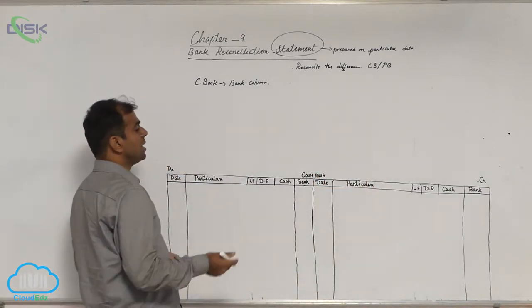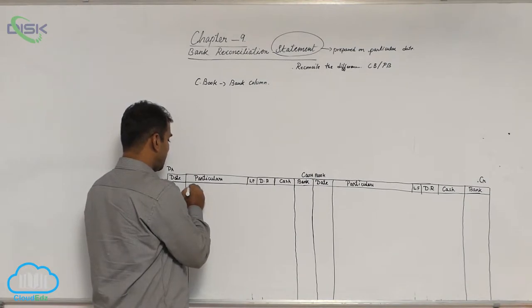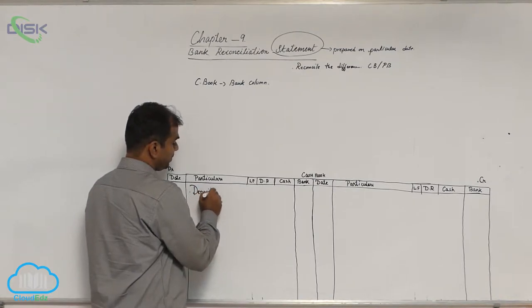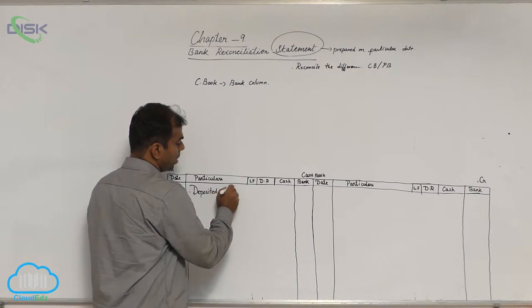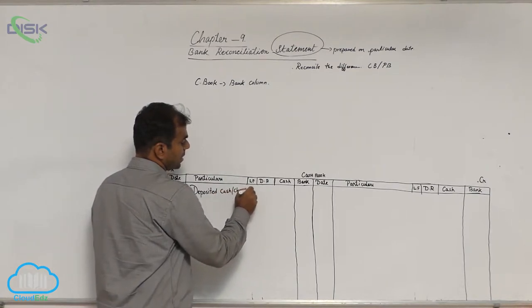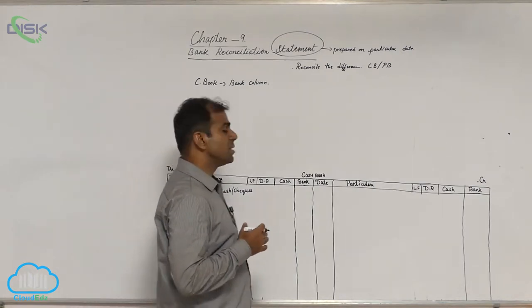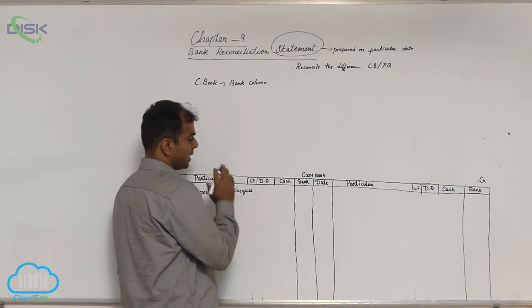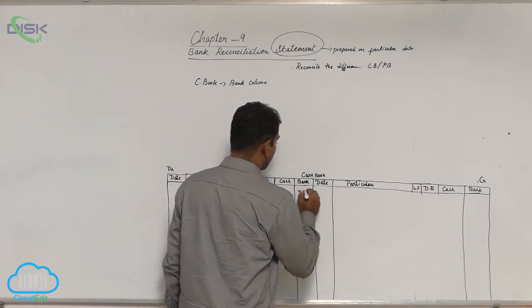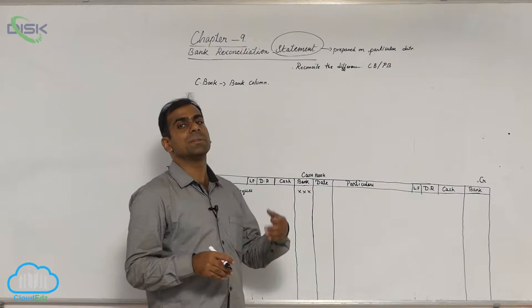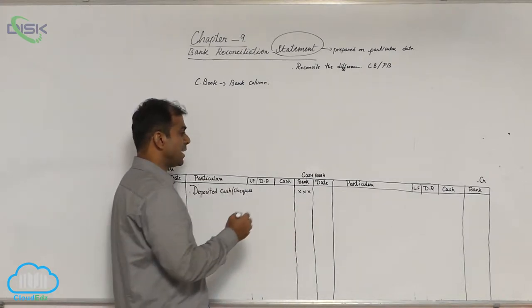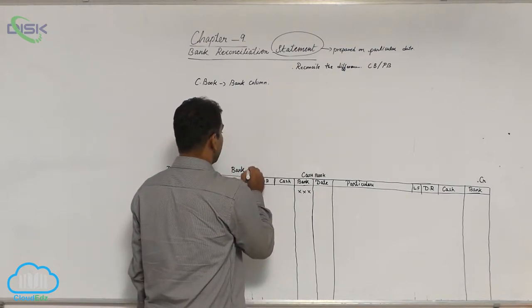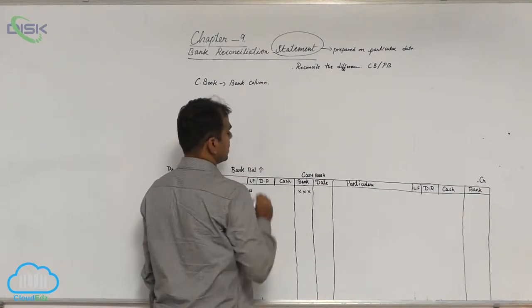For example, let us say you deposited money in the bank. I'll write few transactions directly. Suppose you deposited cash or checks in the bank. So this was one of the transactions you recorded in the bank, that is deposited cash checks. So you entered the amount in your bank column. That means according to you, when you deposit money, your bank balance will increase. Your bank balance will increase when you record anything on the debit side of your cash book.